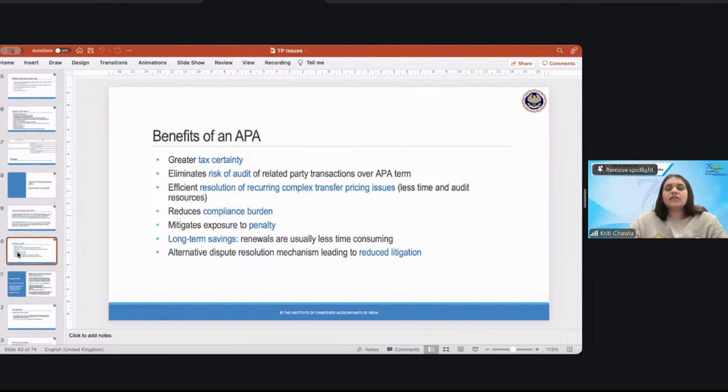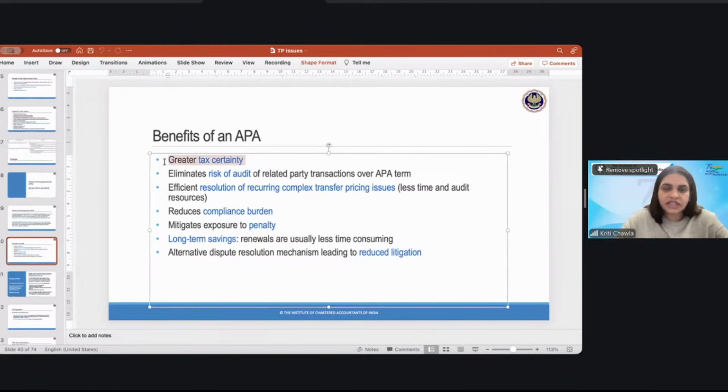This is the slide that talks about the benefits of an APA. For sure there will be greater tax certainty. I think this is something that I don't need to explain. Then it eliminates the risk of audit of related party transactions over the APA term, because this is agreed between the taxing authorities and the taxpayers. It eliminates that kind of risk.